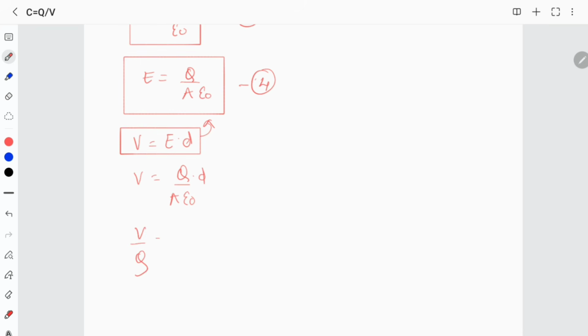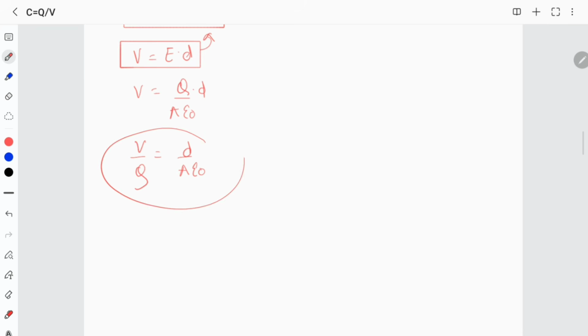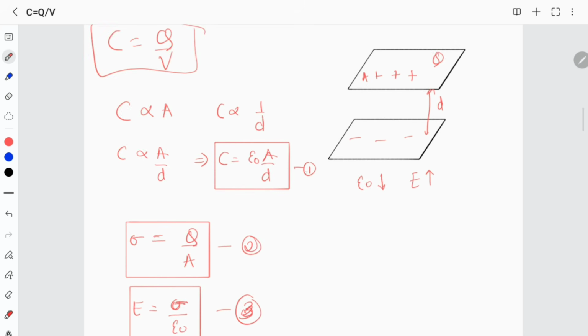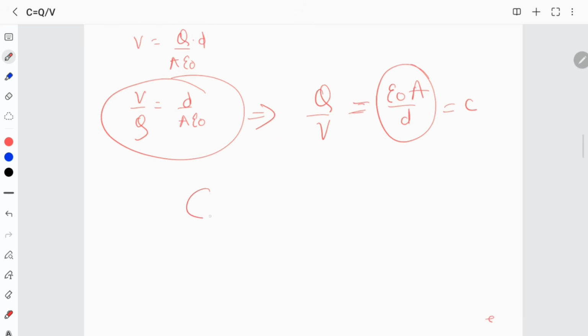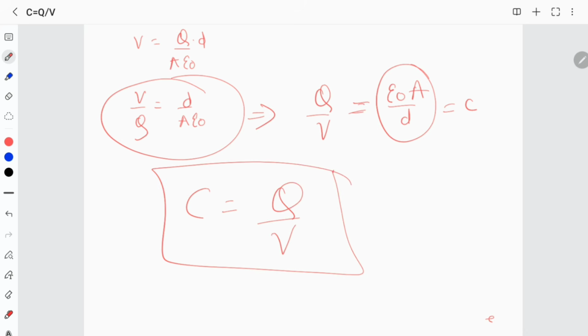I can take Q on the other side. I get D upon A epsilon naught. I flip this equation. When I flip it, I get Q upon V equals epsilon naught A upon D. And this term is nothing but our equation 1, which becomes C. And that is how you get C equals Q upon V, where C is the capacitance.